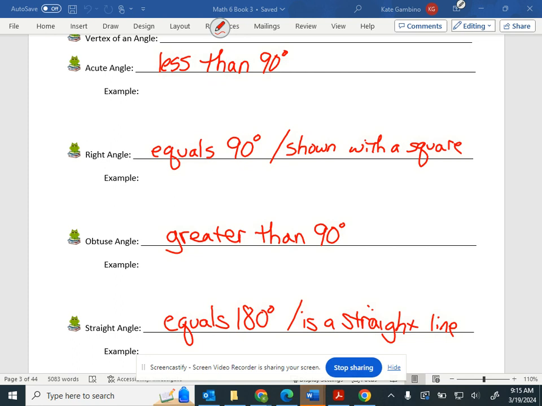So it's important to remember these. If it's smaller than 90 degrees, it's acute. 90 degrees is a right angle. Larger than 90 degrees is obtuse. Exactly 180 degrees, that straight line, is a straight angle. So put the definitions. These are right from our objective pages.